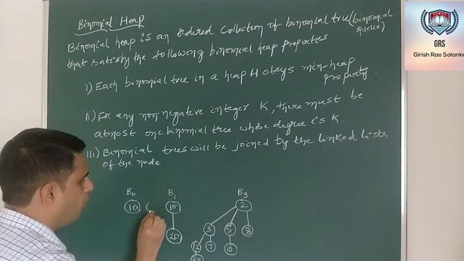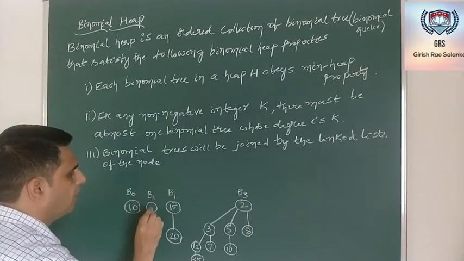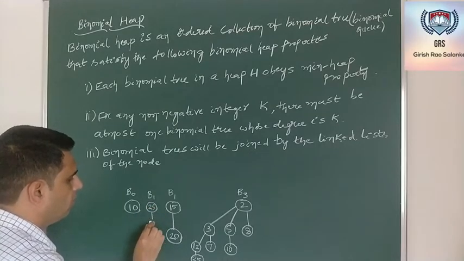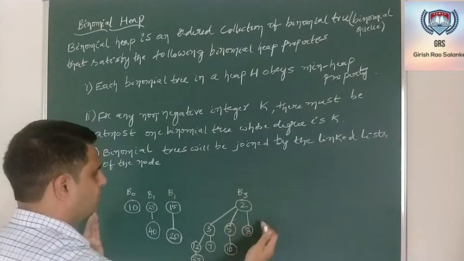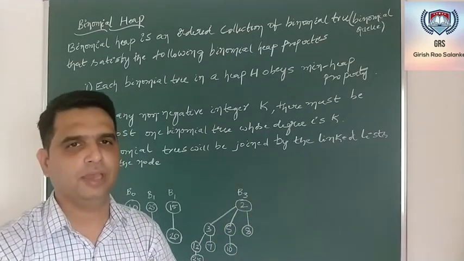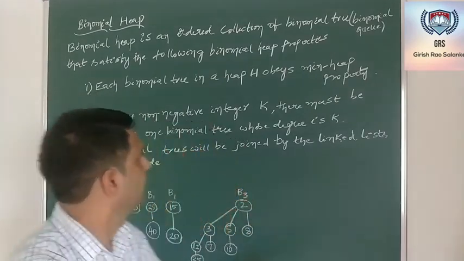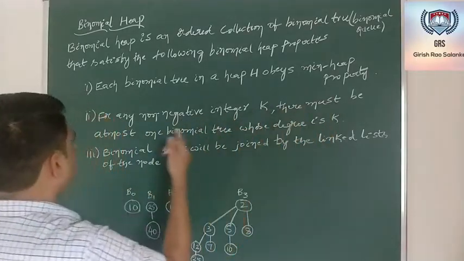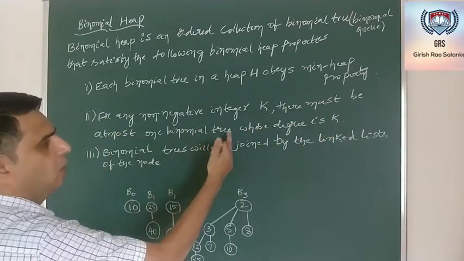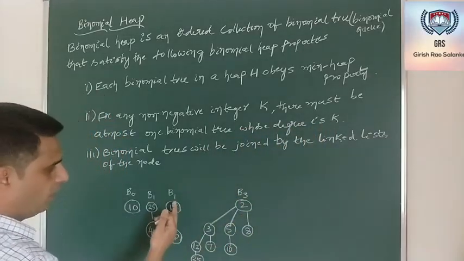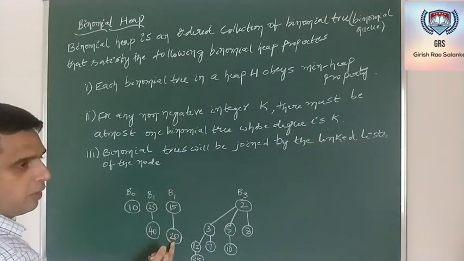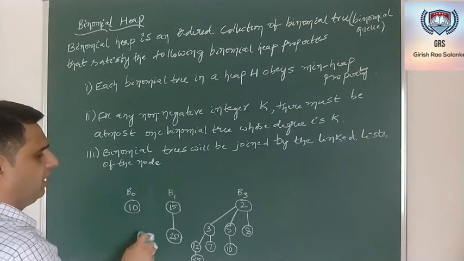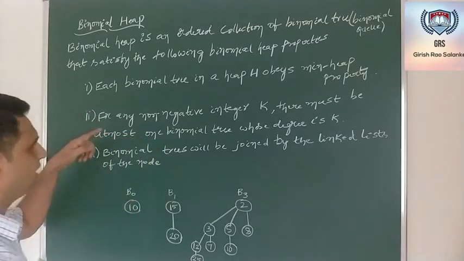Now if I have one more B1 here, say for example 25 and 40, all four of these put together we don't call a binomial heap, because the second property says that for any non-negative integer k, there must be at most one binomial tree whose degree is equal to k. Now, I have B1 whose degree is 1. I can't have one more binomial tree with the same degree. That is the second property.